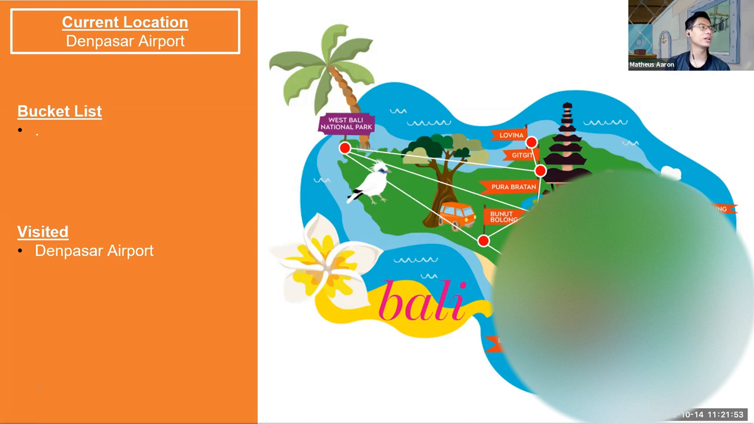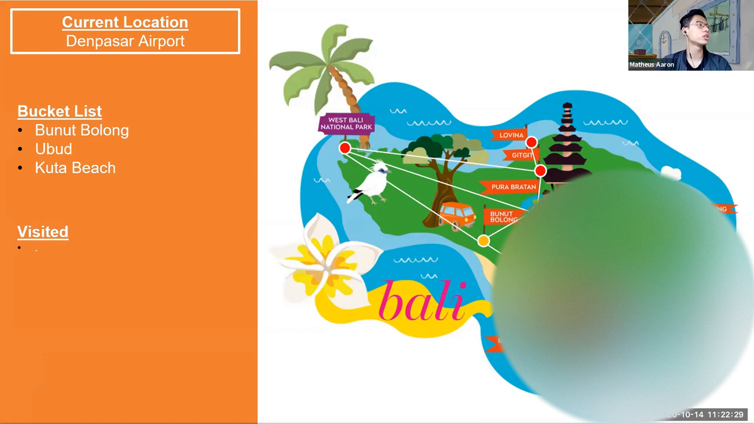I have my bucket list, but I'm at the airport and I don't really know what's in Bali. My vision is only limited to the points that are directly connected to Denpasar Airport. So my bucket list is still empty, and I keep track of the places that I visited, like collecting fridge magnets, or just keeping a note. When I'm in Denpasar Airport, I know that I can go to Bukit Bolong, Ubud, or Kuta Beach. So I put that in my bucket list.